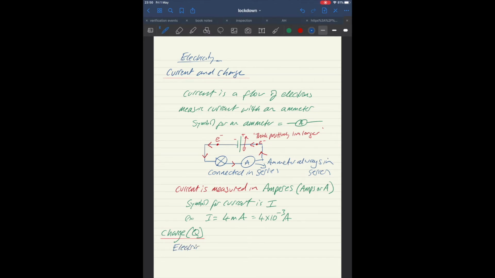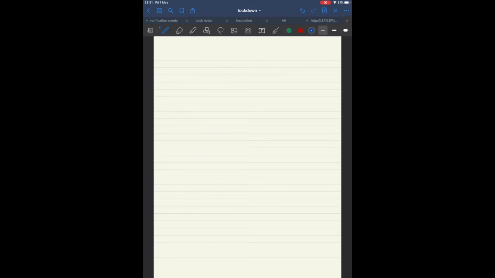Electrical charge is measured in coulombs, or C. So Q is charge measured in coulombs, which is a C. I'll give an example sentence.